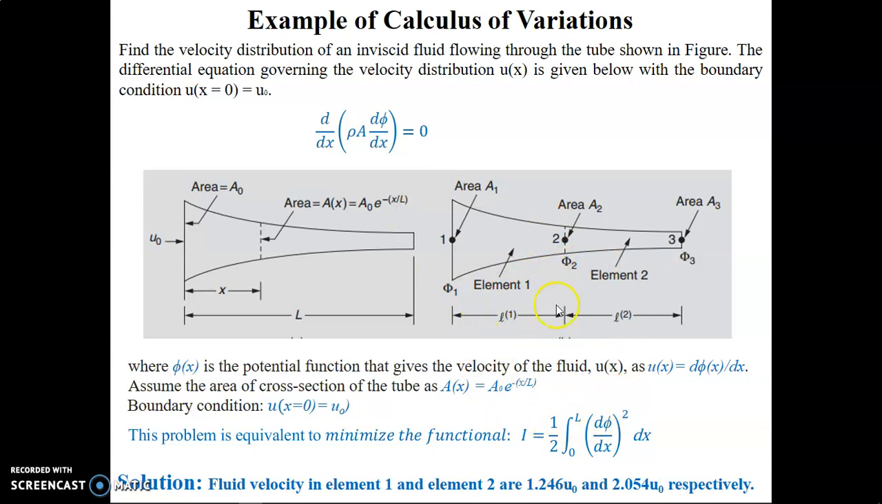So when we solve these three equations along with the boundary conditions and the values that are given in this problem, you can find the velocity of the fluid at the second cross section and the third cross section. So try this numerical at home, and the value of the fluid velocity at the second and the third node is 1.246 u naught and 2.054 u naught. u naught is the velocity of the fluid at the inlet, or that is at the cross section 1.